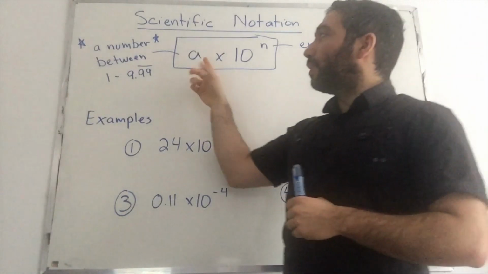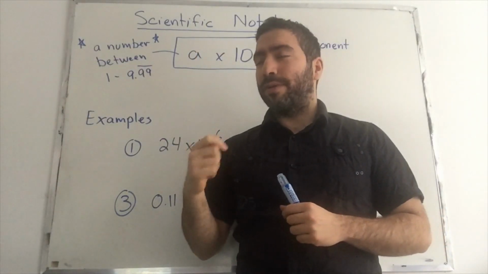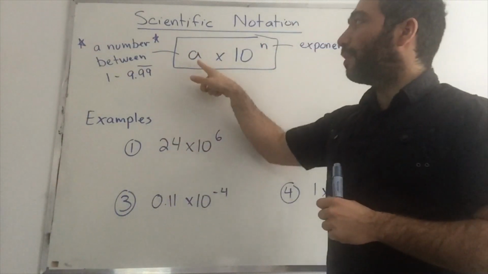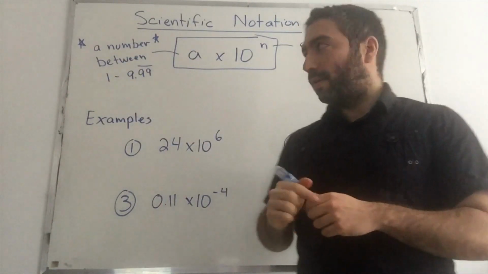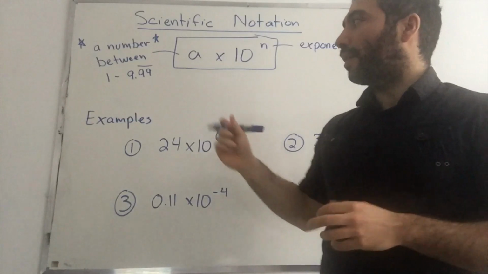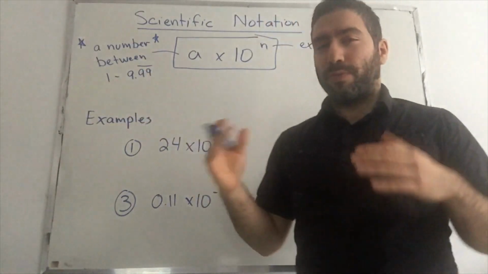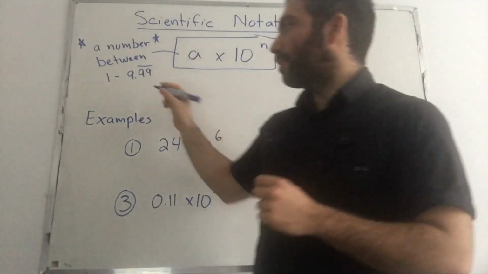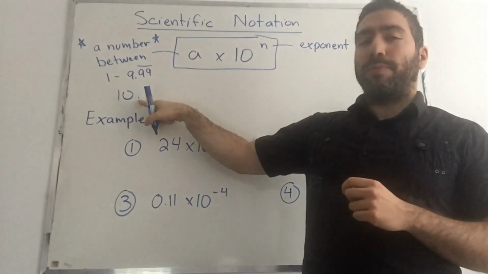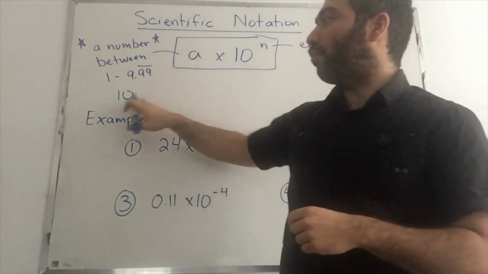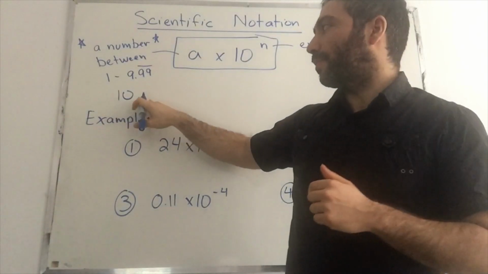What's really important to ensure that you have a number written in scientific notation is that this number a has to be between 1 and 9.99 repeating. Usually teachers say it's from 1 to 10, but 10 is wrong. You cannot use 10, because then you have 2 digits before the decimal place. Really what you want is 1 digit followed by the decimal place.